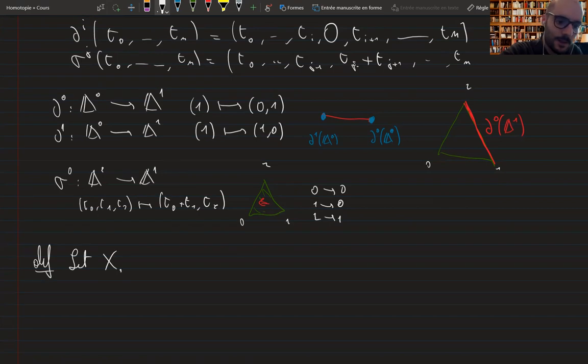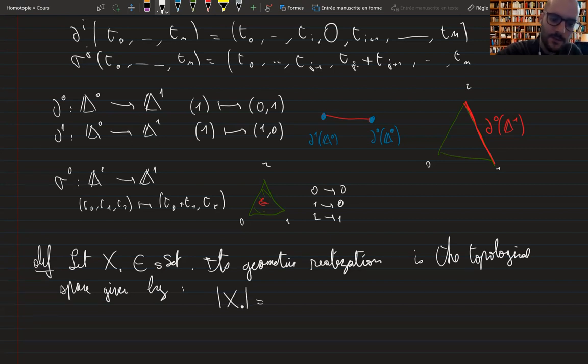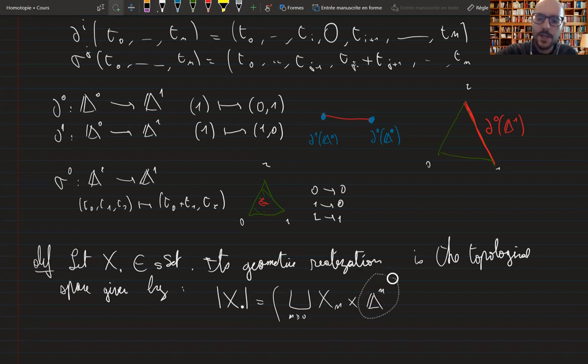So let X bullet be a simplicial set. Its geometric realization is the topological space given by, so the notation is you put two bars, one on each side. The definition is a bit complicated, but not that much. Take Xn, you cross it with delta n. So for each element of Xn, you get an n-simplex, right? And you take the disjoint union of all of these.